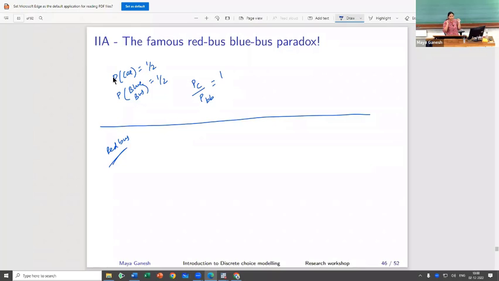So we would actually expect the car to remain the same, and we would expect blue bus and red bus to actually become 1/4. Right? So what is happening? I mean, what are the repercussions? So the logit model, because of the IIA property, is actually overestimating the probability of taking either of the buses and underestimates the probability of taking a car, right? When it does the 1/3 thing.